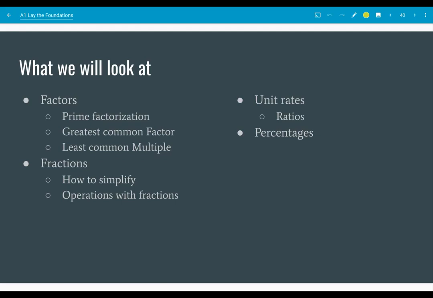In this video, we're going to look at factors, looking at prime factorization, greatest common factor, least common multiple. And then we're going to look at fractions, how to simplify them, looking at how to do operations with fractions, so add, subtract, multiply, divide. Then we'll look at unit rates, where we're going to talk about ratios, and we're also going to look at percentages.